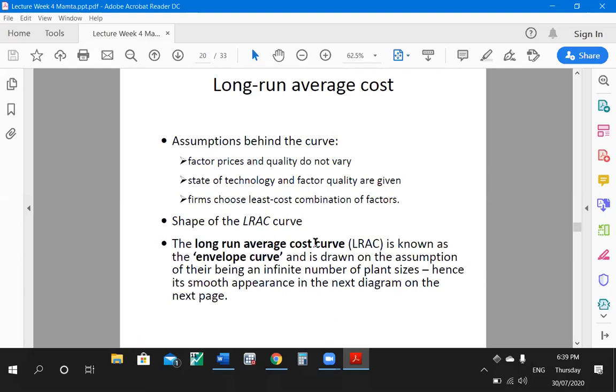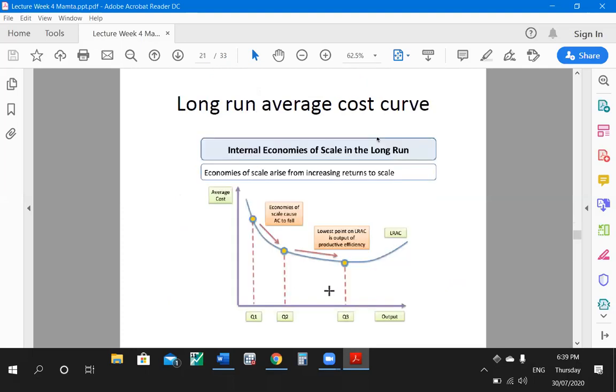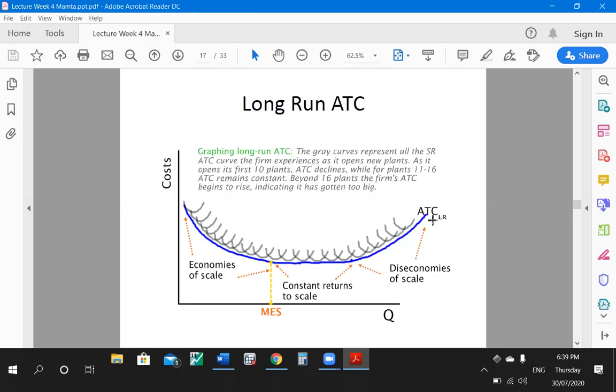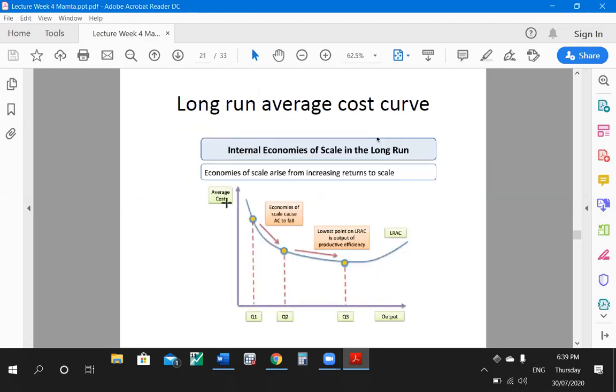The long run average cost curve, known as the envelope curve, is drawn on the assumption of there being an infinite number of plant sizes. Hence, it has a smooth appearance in the next diagram on the next page. So it looks like this normally. This one that we showed here. Even in the long run, you'll see that the average cost will go down. It started from here. Even if it's going up, look, it did not go that high. At this level, but look, it started from this level. It's going down.